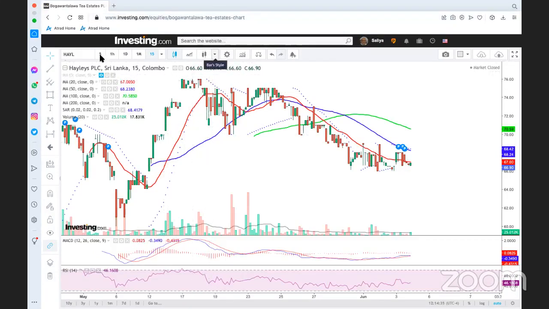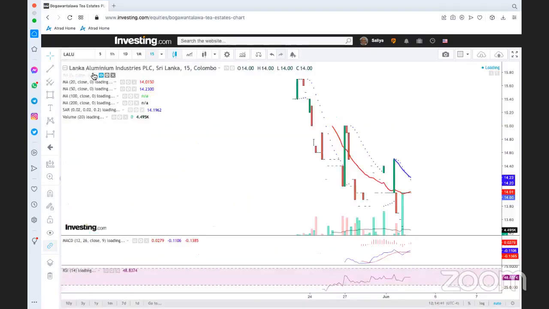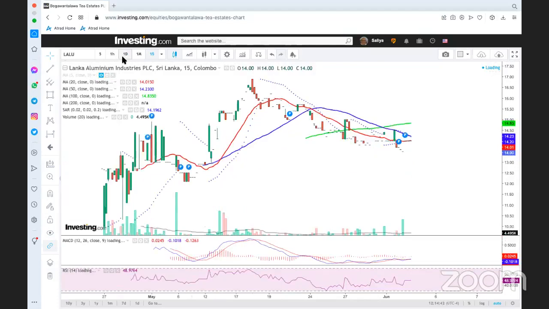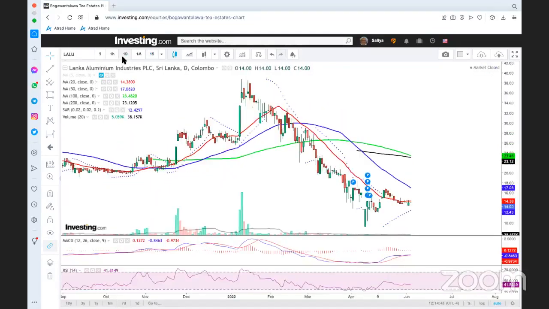Lalu, Lanka Aluminium. Still too early. So when we are shortlisting, this won't fit in. Richard Pieris.